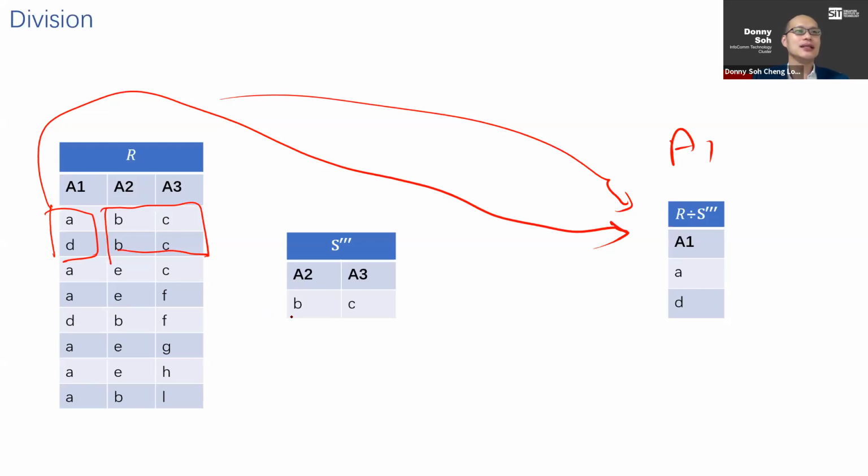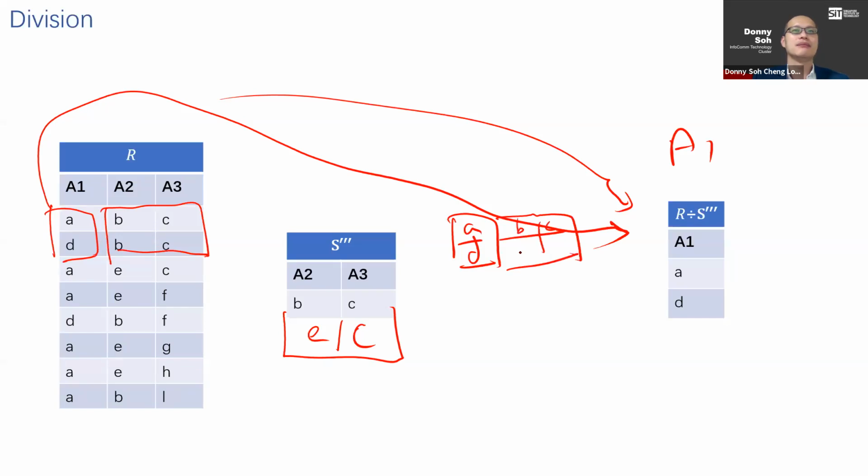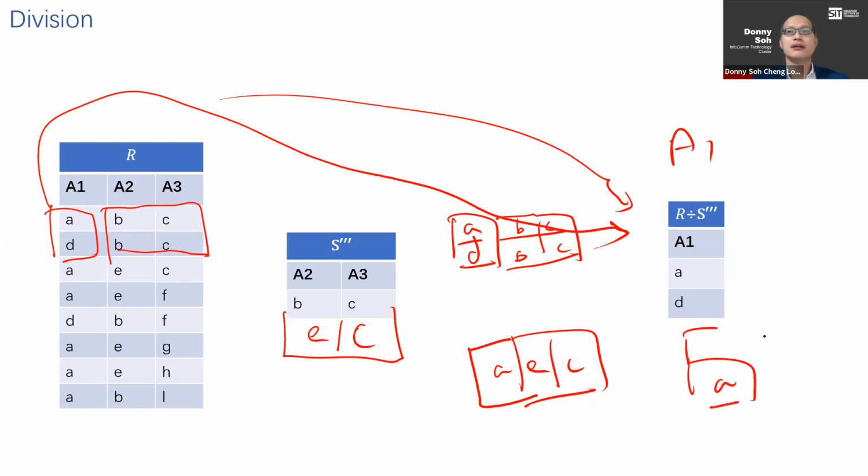If, let's say, I have EC here, my intermediate will have AB, AD for BC, BC. And let's say if I have an EC here, EC will have just A. And if this is the scenario, I'm going to have just A written here.